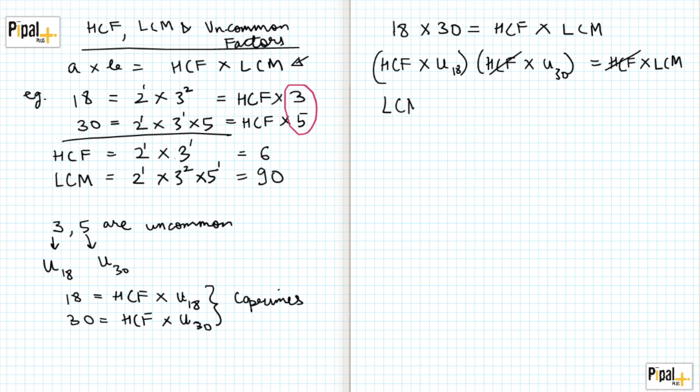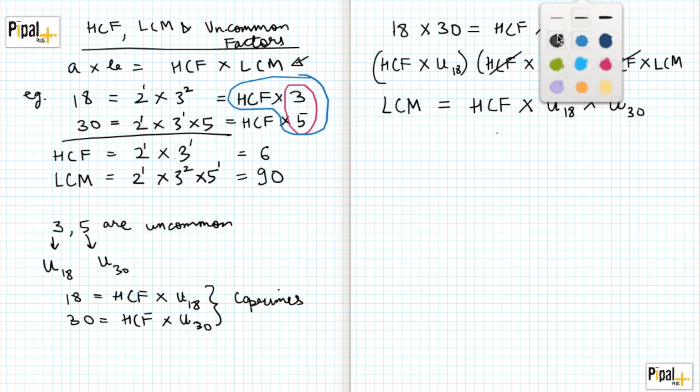So LCM, this is what I'm left with on the right hand side, equals the HCF of these two numbers multiplied by the uncommon factors in the first, multiplied by the uncommon factors in the second, right? So that means if I were to express 18 as HCF into the uncommon factors in the first one and 30 as HCF into the uncommon factors in the second one, then these three, their product, is equal to the LCM, right? Of course, what this also tells me is that LCM has HCF also as one of the factors, right?